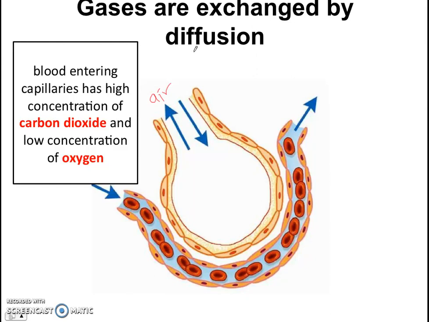So let's think about the blood that enters the capillaries. Remember this blood is actually coming from the pulmonary artery. It's coming from the heart to the lungs. So the blood that comes from the pulmonary artery is oxygen poor. So blood entering these capillaries has a very high concentration of carbon dioxide and a low concentration of oxygen.